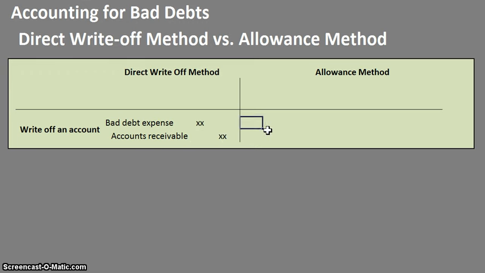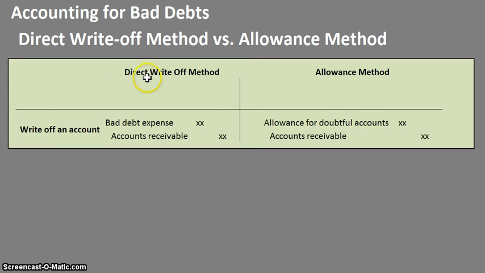Now, the allowance method is very similar. Regardless of what we're doing, we still need to write off that account receivable, so that account receivable is going to be credited. The debit, however, this is how it differs from the direct write-off method. The debit that we're going to use is something that I like to call a bucket account. And this one that we're going to use is called Allowance for Doubtful Accounts, for whatever amount is being written off.